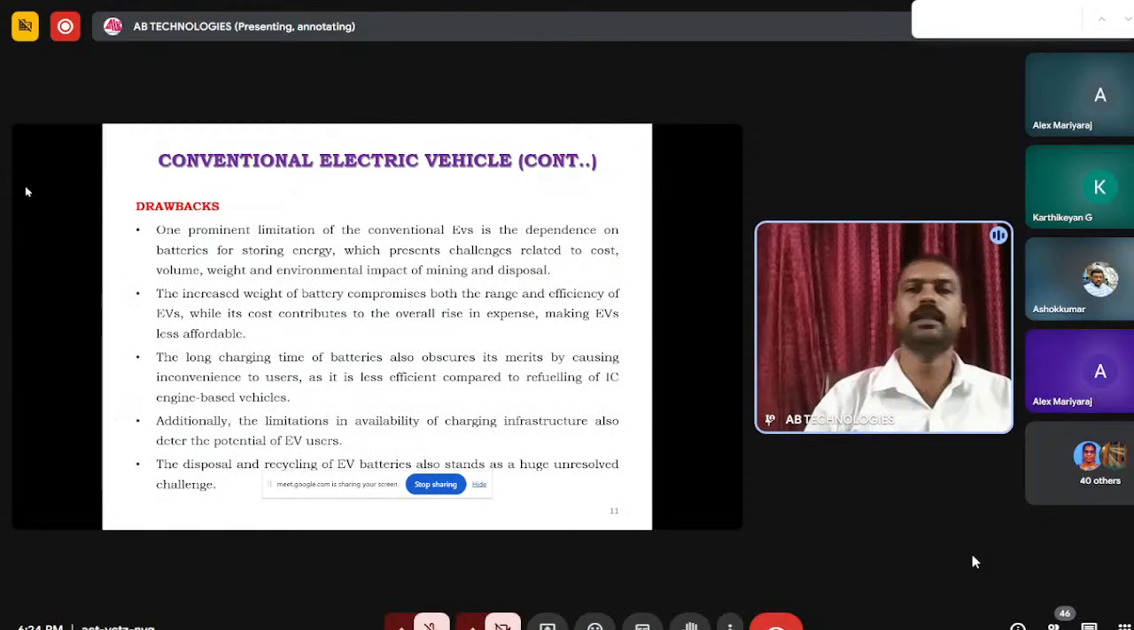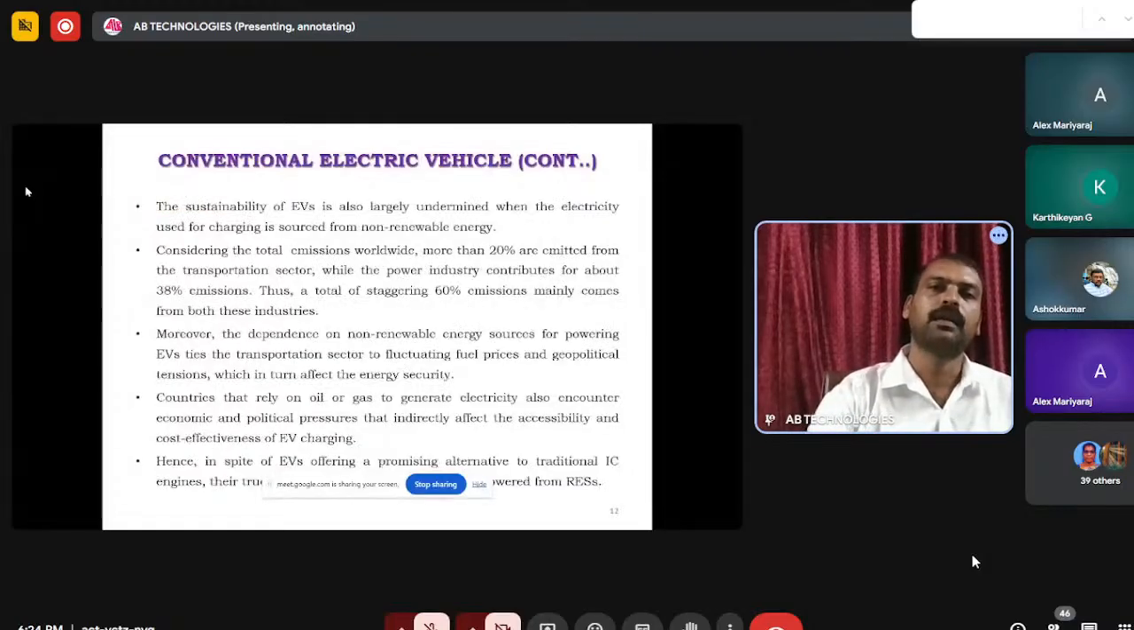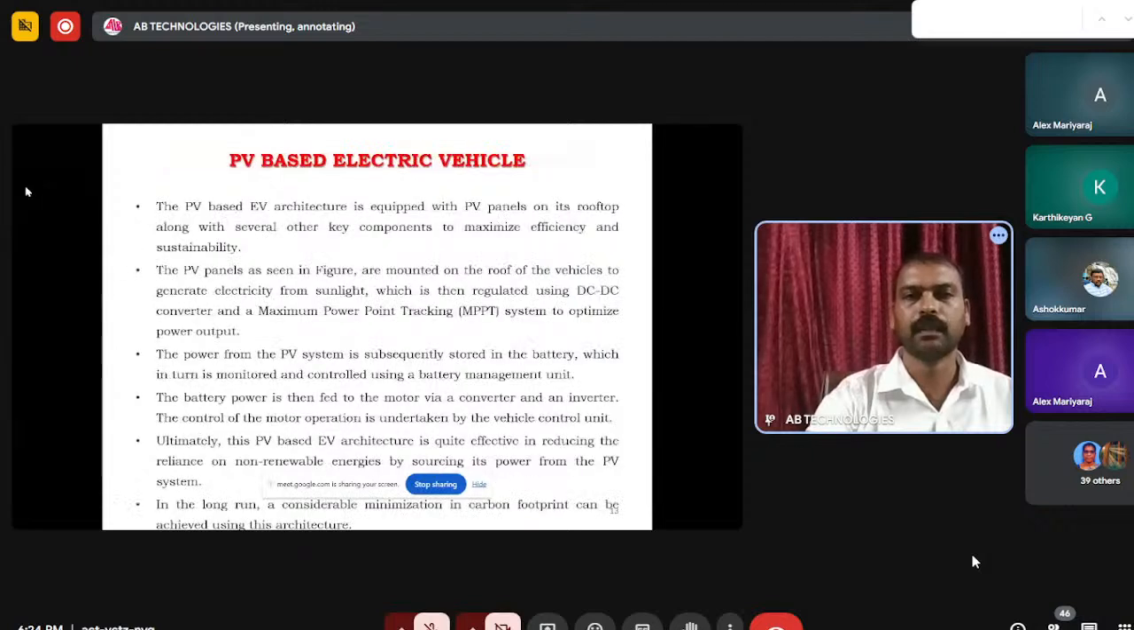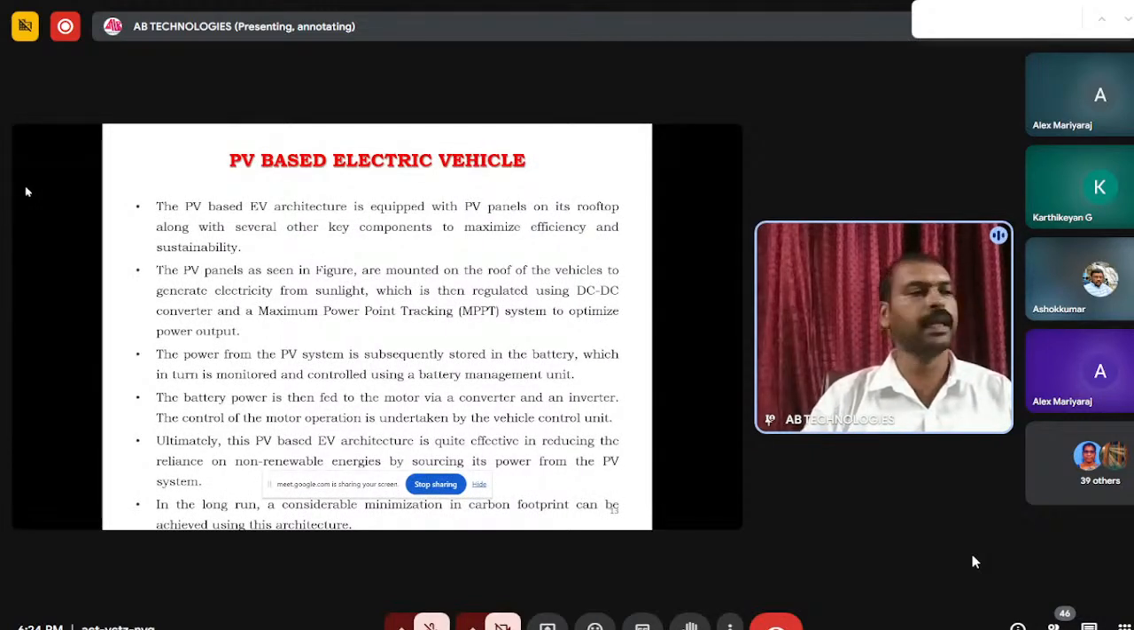So these are the drawbacks of the conventional electric vehicle. First, it is expensive. Second, it creates a problem on the battery side as well as the input side. Then you have to regularly replace the EV batteries, which is challenging work. Here also there is emission of carbon. So the best solution is the renewable energy based electric vehicle.